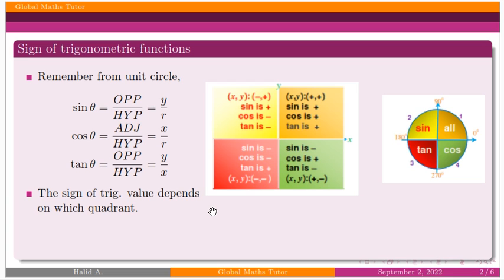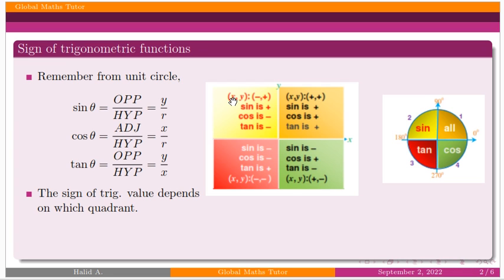So first let's see what the sign of trigonometric functions is. From the definition of sine and cos using the unit circle, we defined sine theta as y over r, cos theta as x over r, and tan theta as y over x. So for quadrant 1, both x and y are positive, so their trig values will also be all positive.